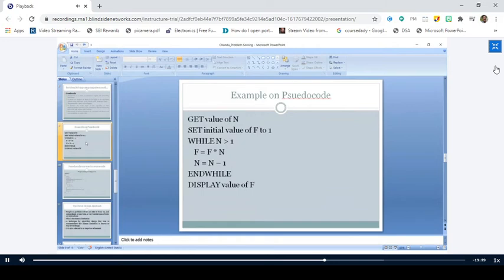Pseudocode. Can you see the screen? Example on pseudocode. Yes sir. It is visible, sir. Can you tell me the logic of this one? What is the program? What is the problem here? Anybody, please observe the logic and tell me what the problem is here.